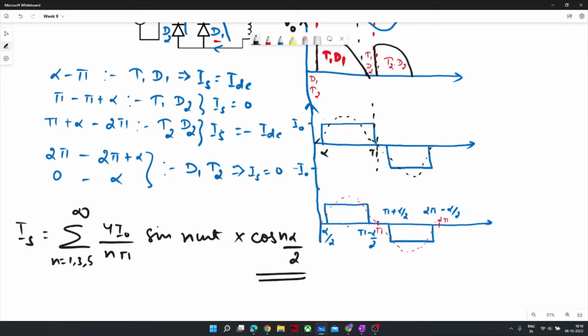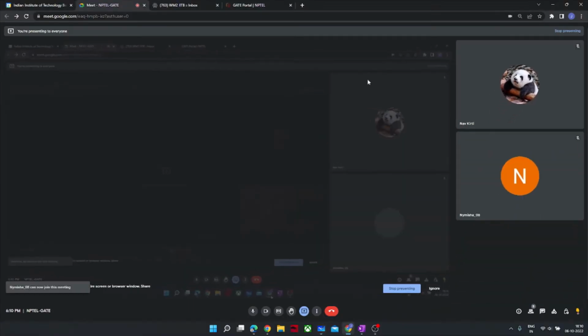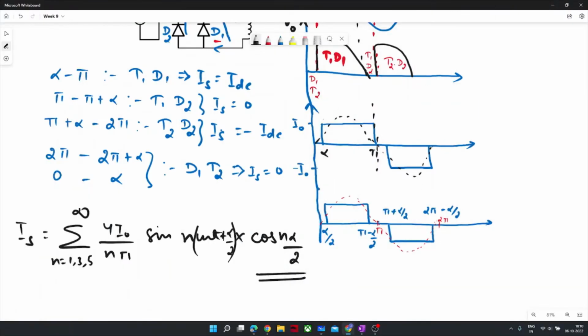And now this is not the original waveform. The original waveform is this one, which was shifted by alpha by 2. For that reason, it will reflect in this expression as plus alpha by 2, because this waveform got shifted by alpha by 2 towards the left. So that's why I am doing plus alpha by 2. Any confusion till this point? If not, then I will move on.